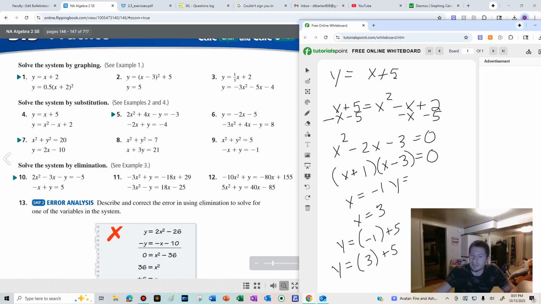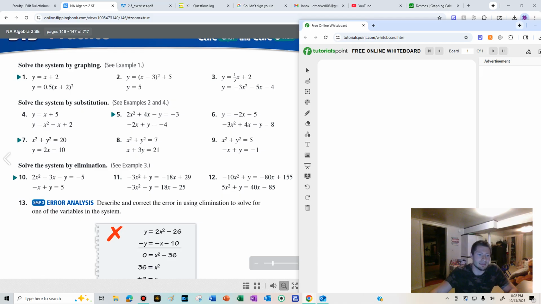So when x is negative 1, y is negative 1 plus 5, that's 4. And when x is 3, y is 8. And that is your solution. Does that make sense? So an x and a y, and if you have 2 points, then you need 2 x's and 2 y's. All right, and that would be number 4.